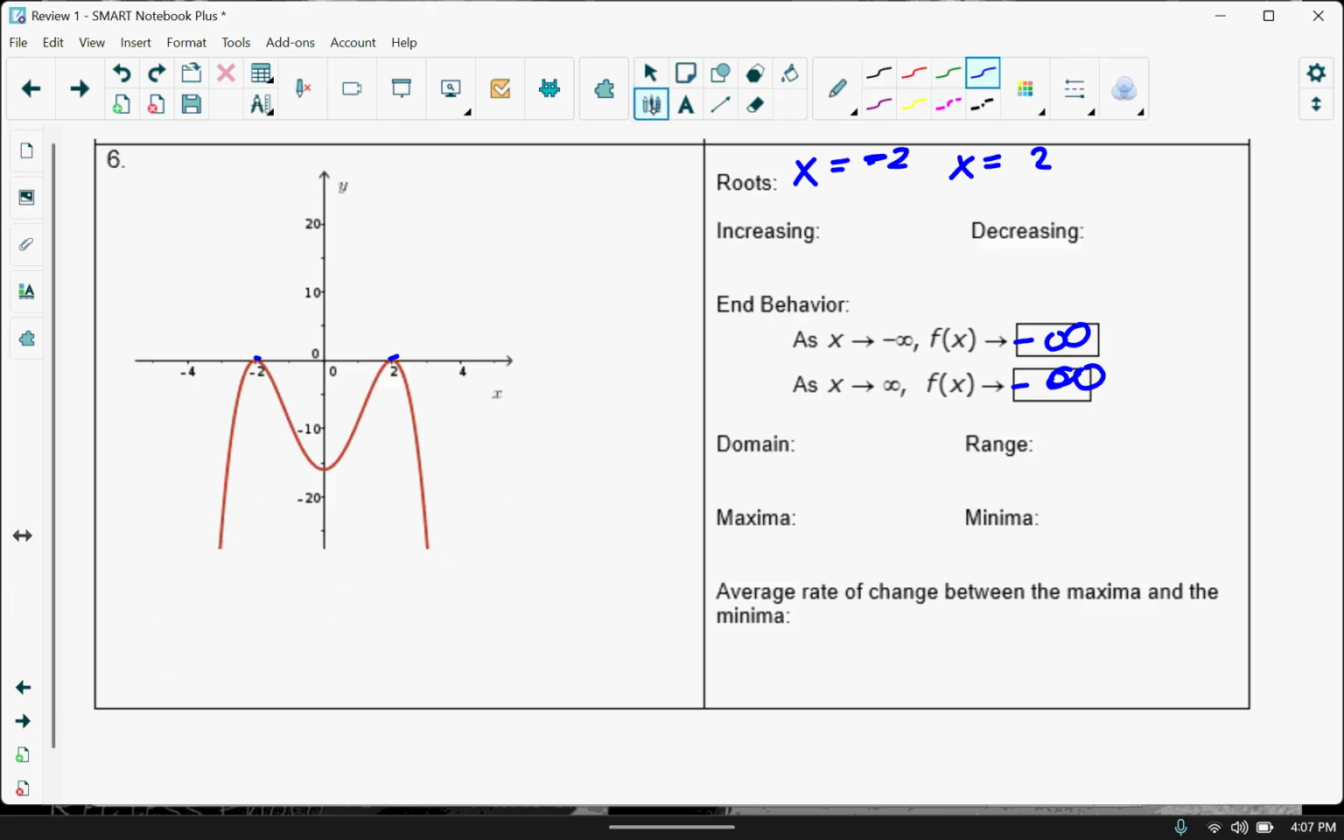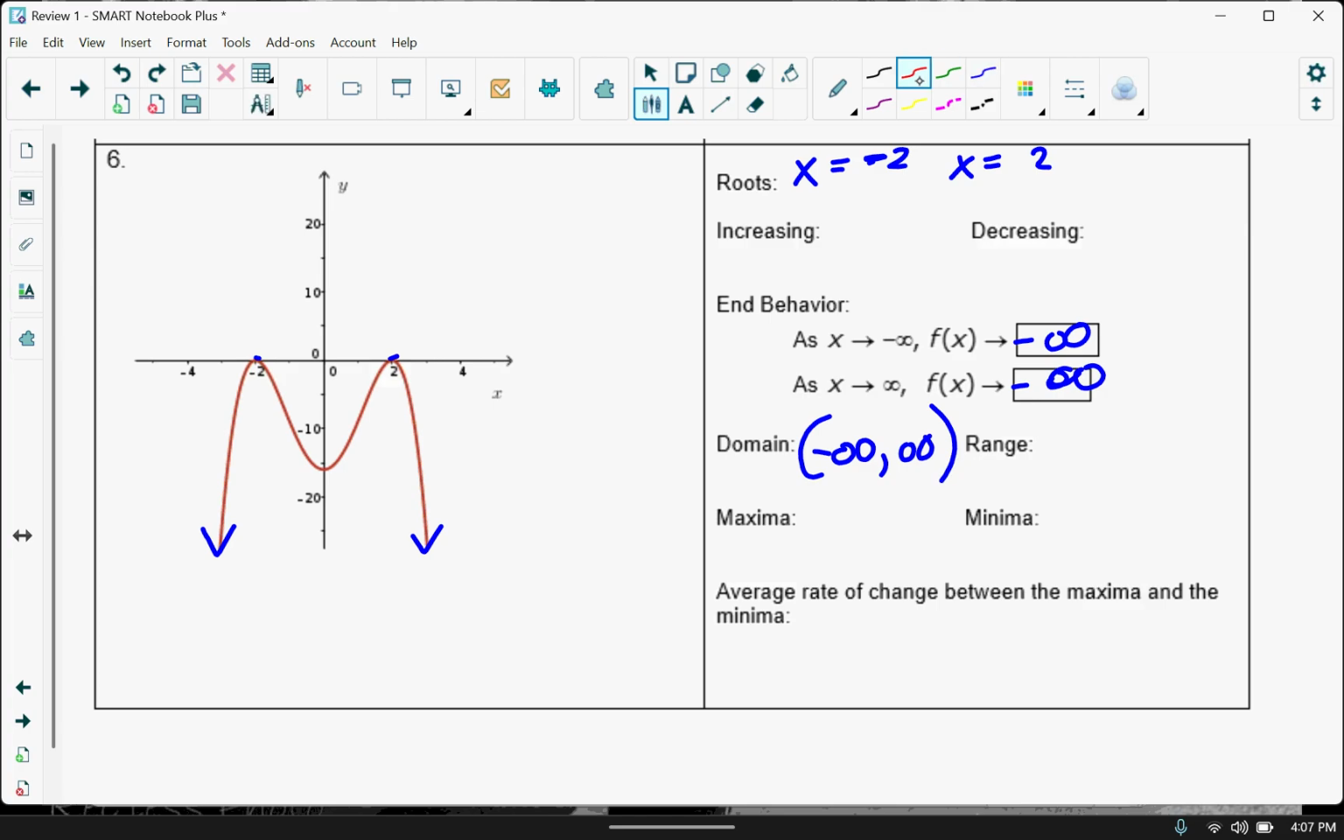Okay, domain. Now this graph doesn't have any arrows, but because it goes all the way to the edge, if there was a grid here, that means that they have arrows. Now I love when a graph has an arrow on the left and an arrow on the right because that means that the domain is going to be -infinity to infinity. This covers all x values because it goes left forever and right forever.